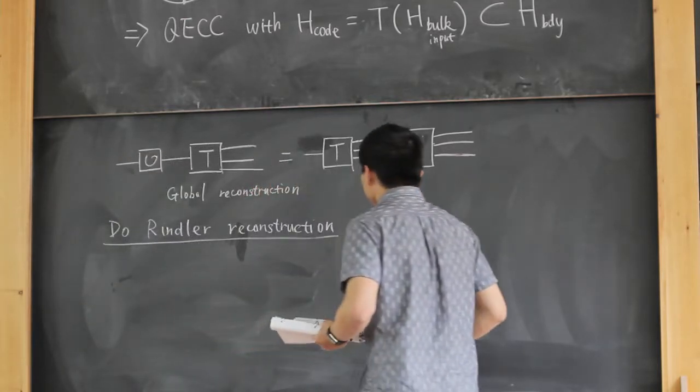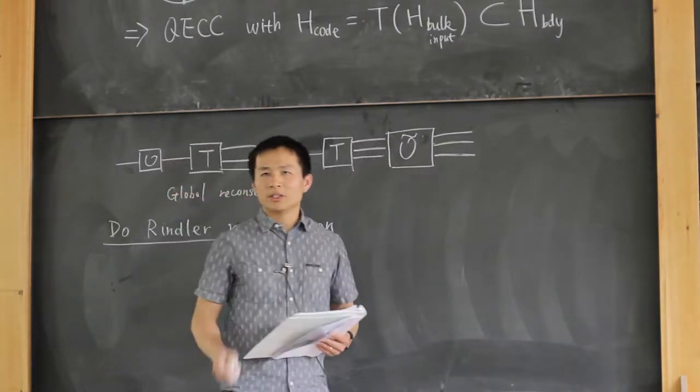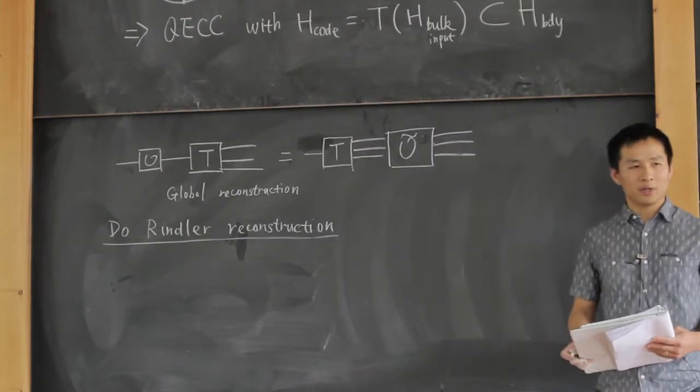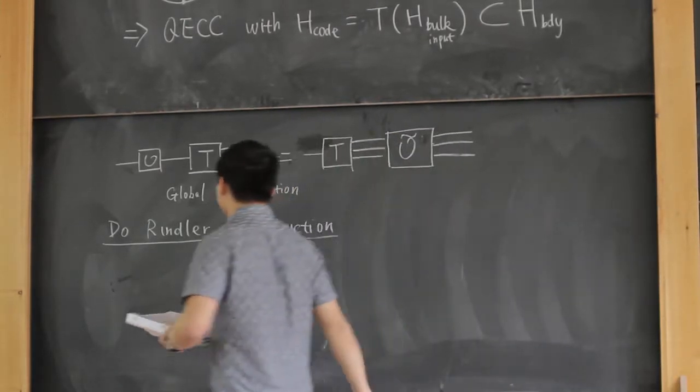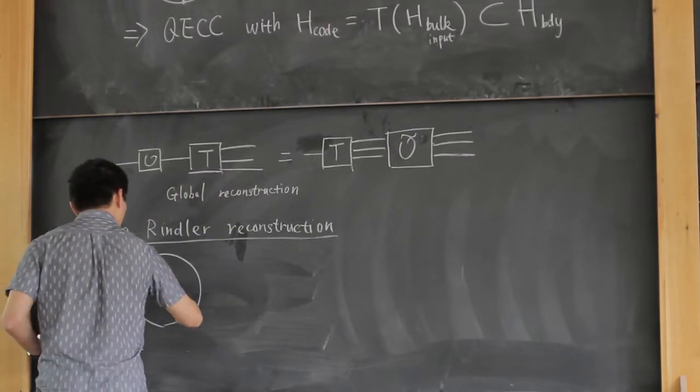The way to do this is... the reason that we can do this is because T is not just an arbitrary isometry, it's actually a perfect tensor, and now we are going to use that. So let me draw that picture again.